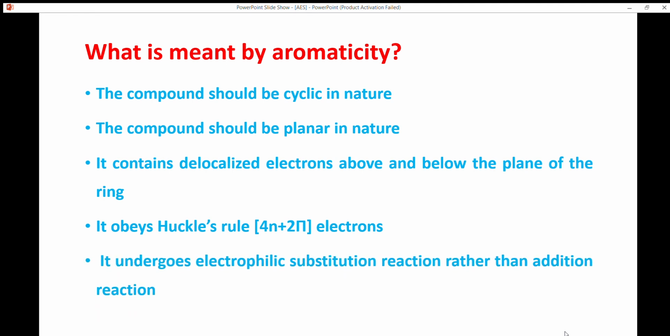And finally, aromatic compounds always undergo electrophilic substitution reaction rather than addition reaction. So these are the major 5 criteria for an organic molecule to behave as aromatic. It should be cyclic, it should be planar. Planar means nothing but the compound should lie in the same plane.